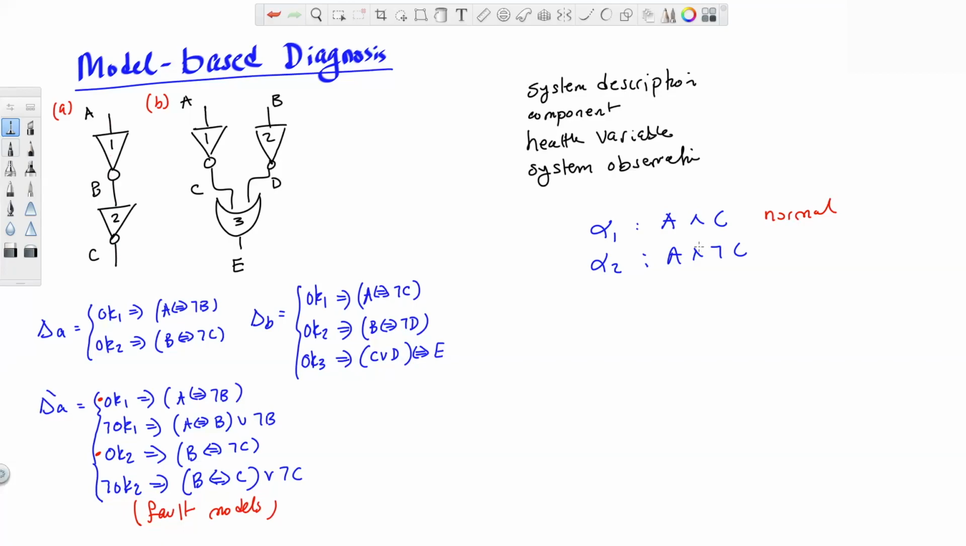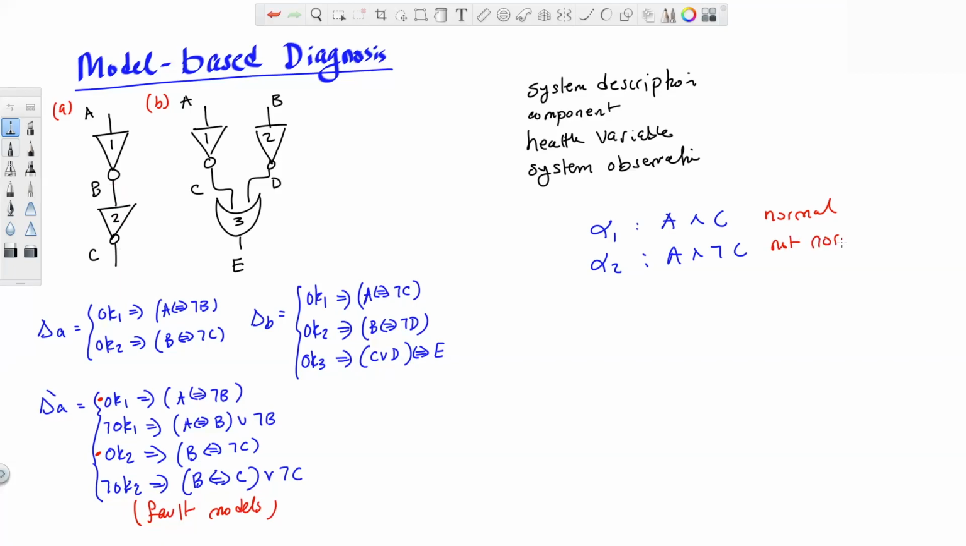Normal or abnormal? Second guy, alpha 2. Well, this guy. I put a high here and I got a low there. Normal or abnormal? And people are saying abnormal, right? Because if I put a high, this should be a low, this should be a high. So this is not normal.